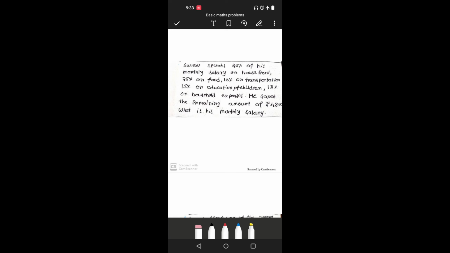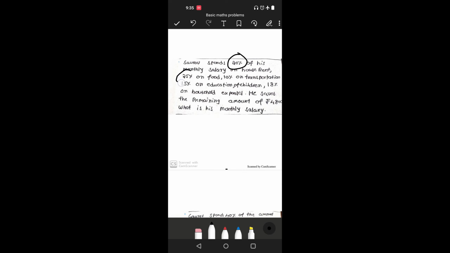Majority of the questions which I am solving here are related to proportions and percentages. Here they asked about his monthly salary, correct? So they have asked about his monthly salary and his expenses, as they have mentioned. 20% he has spent, 25% he has spent, total will be 45%, plus 10% he has spent, it will be 55%, plus 15% also he has spent, so that will become 70%, plus 18% he has spent, so total will be 88%. And how much is remaining?